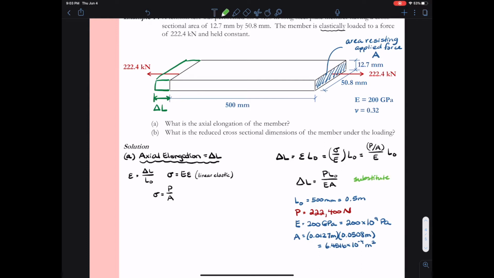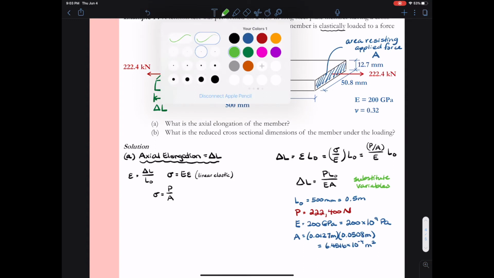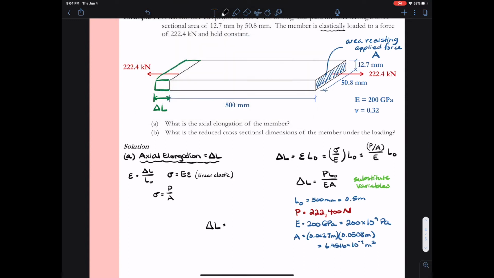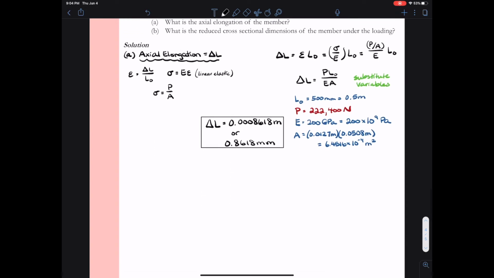Now to solve for delta L, all we have to do is substitute the variables into this equation for delta L, and we'll obtain that delta L is equal to 0.0008618 meters, or that is 0.8618 millimeters. All right, so that solves the first part of our problem. So the next part asks us to calculate the reduced cross-sectional dimensions of the member under loading.